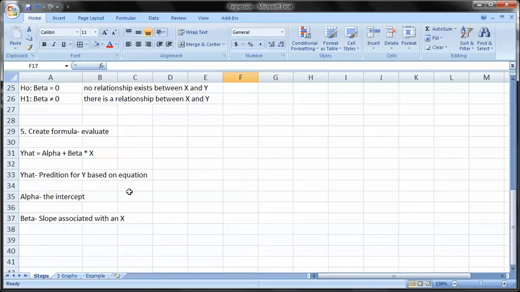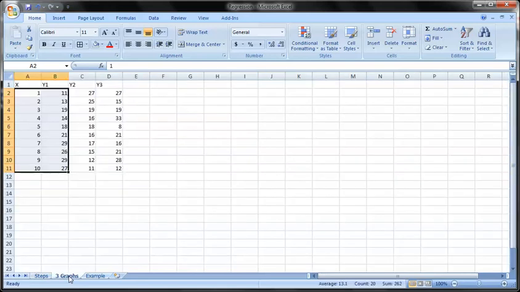So just to recap, y hat is the prediction for y based on the equation, alpha is your intercept, and beta is your slope associated with an x. Okay, so let's get started and get into some graphs. So let's take a look on the 3 graphs tab.